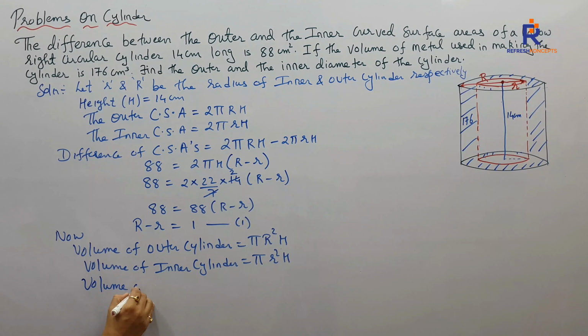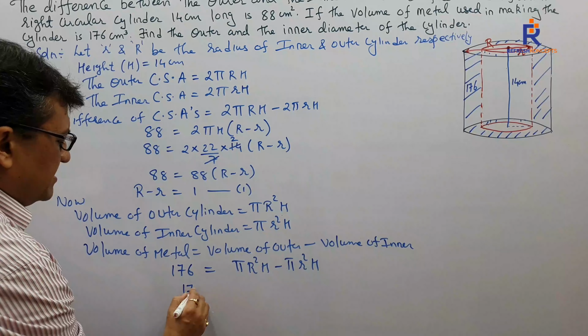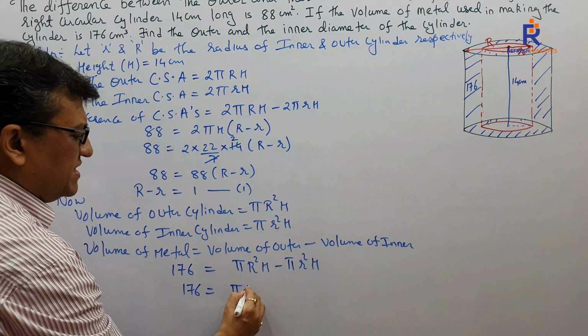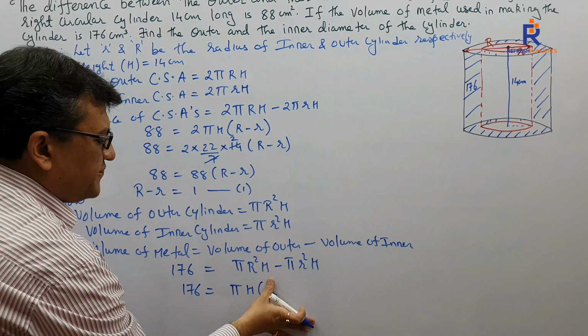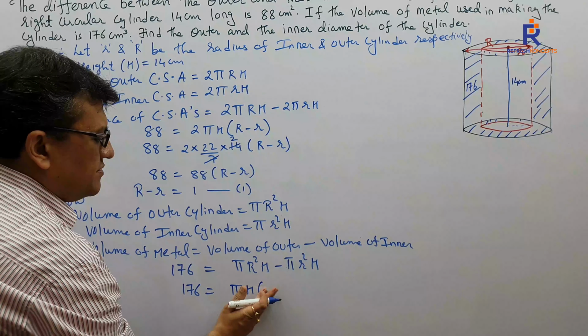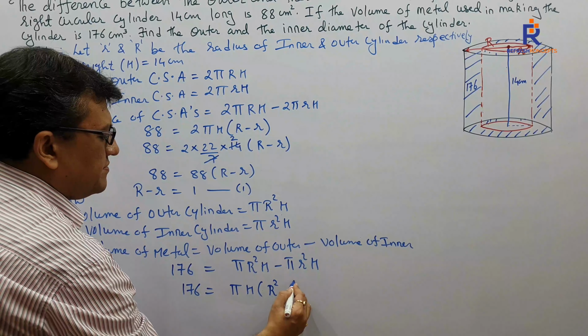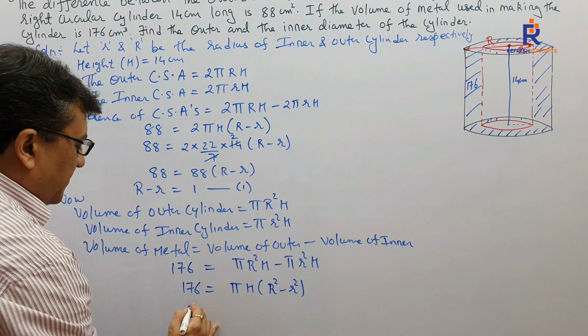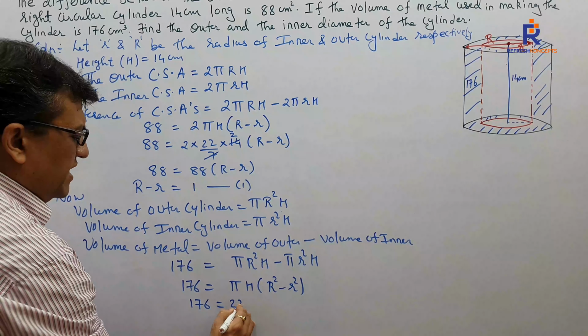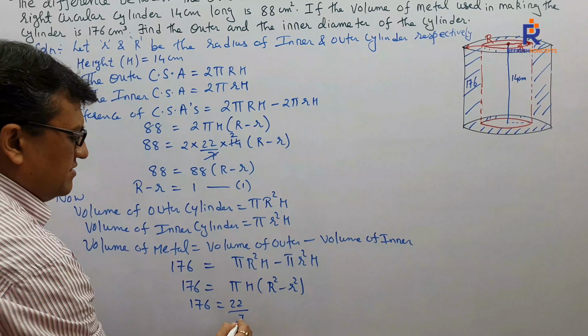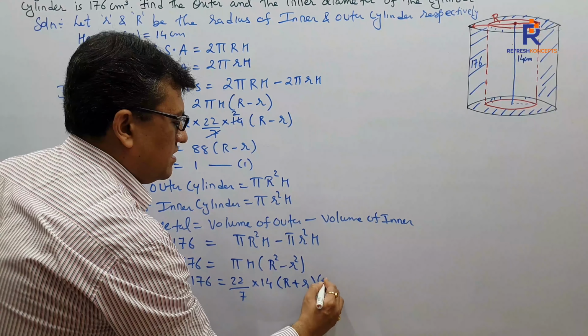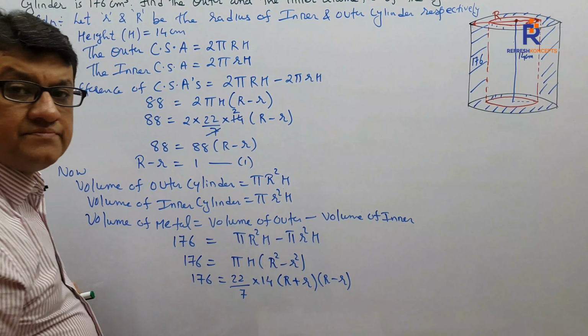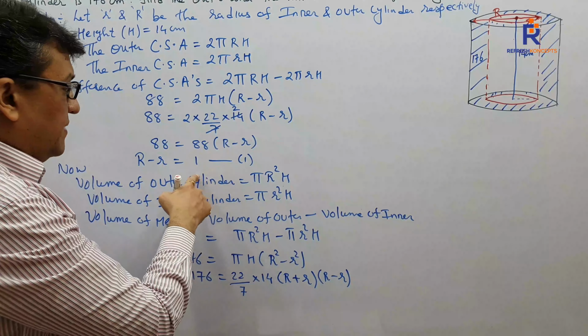Is volume known to me? Indeed, 176 is equal to. What shall I take common now? Children, pi h can be taken as common, so 176 is pi h into capital R square minus small r square. Pi is 22 by 7, h being known to me, 14, R square minus r square, R plus r into R minus r. We already know R minus r is 1.